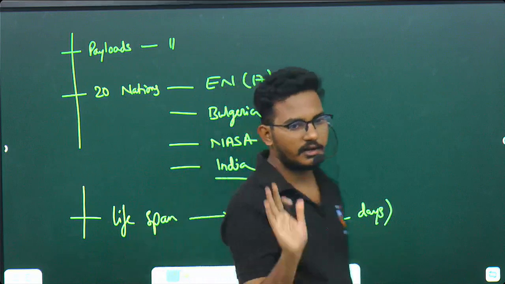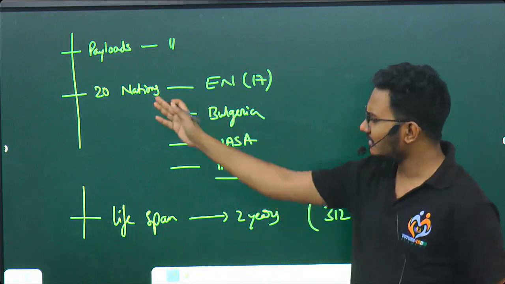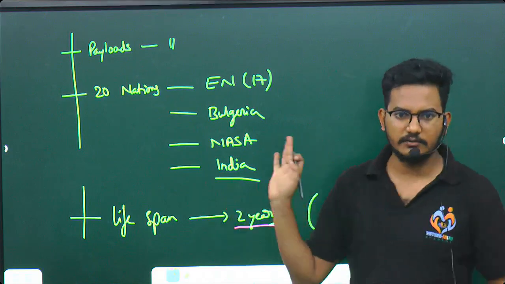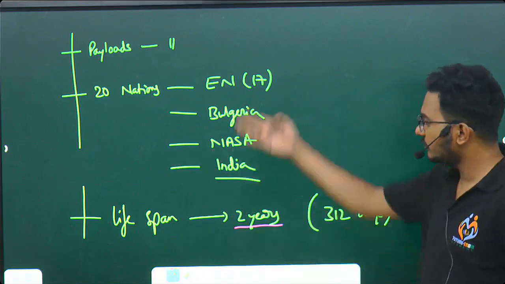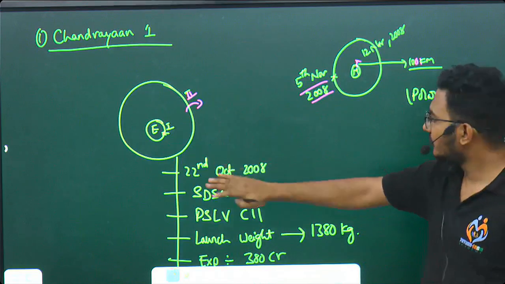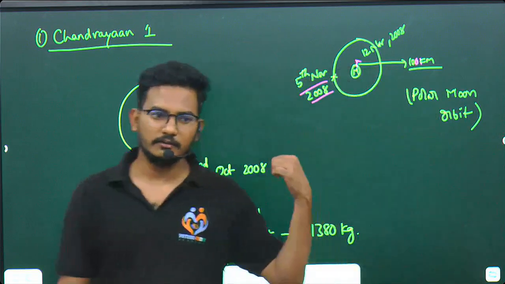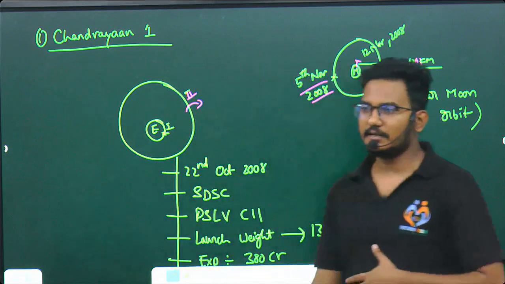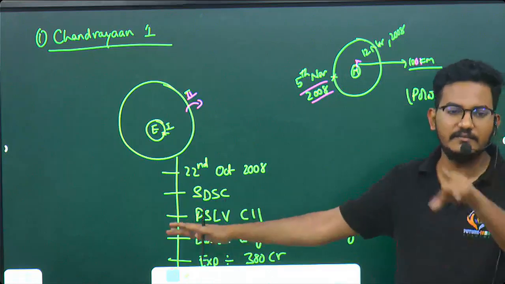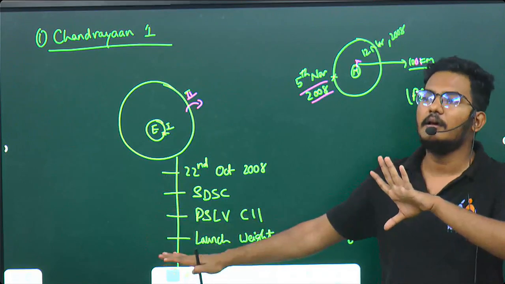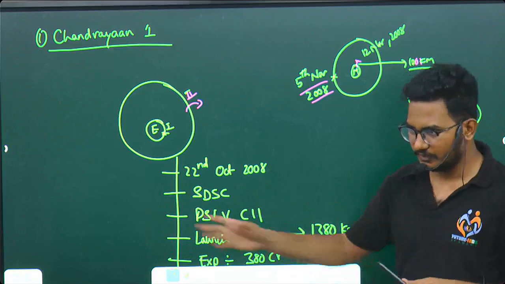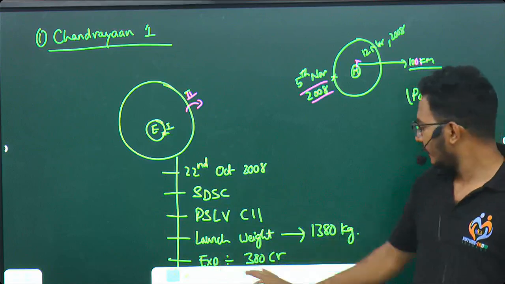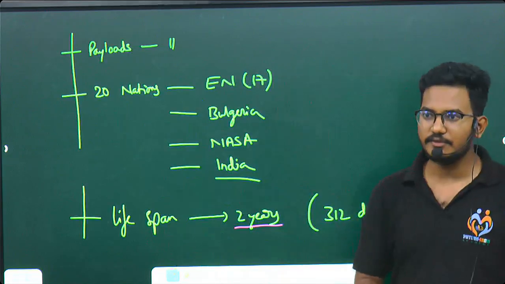It worked only for 312 days. So all these countries, they expected that the lifespan will be minimum 2 years. But the thing here is it has worked only for 312 days. Okay. So these are the facts that you need to remember. So now it's quite easy for you. Yes. So without looking at the board also we can say 22nd October 2008. Okay. So from Satish Dhawan Space Center. Okay. And the vehicle which we have used is PSLV C11. Okay. And then the maximum weight which it is carrying is 1380 and the budget is 380 and the payloads we have used is 11.